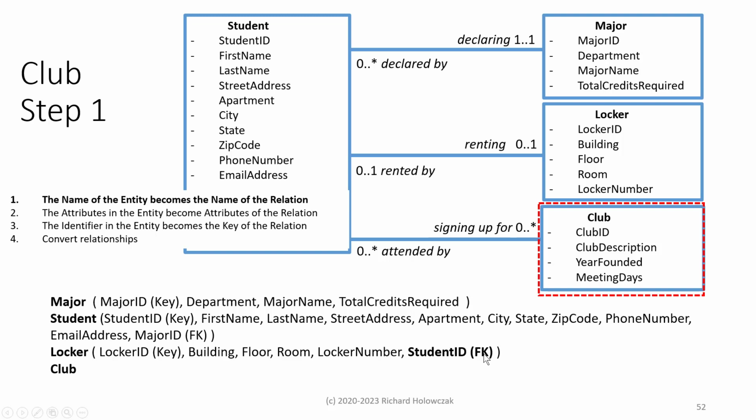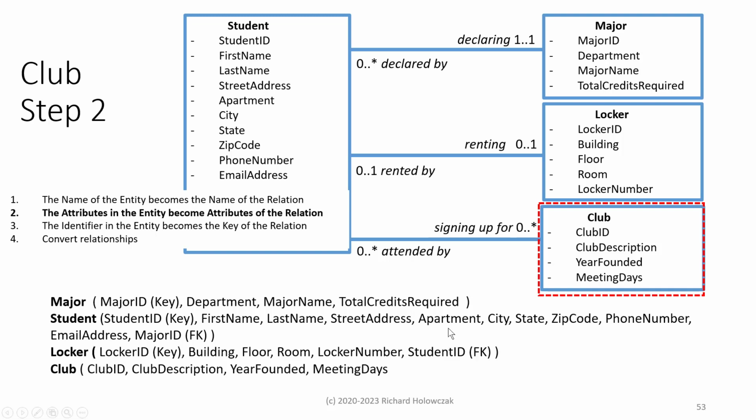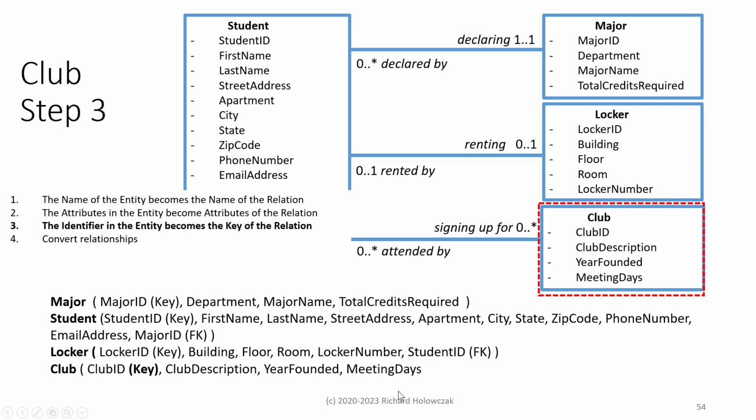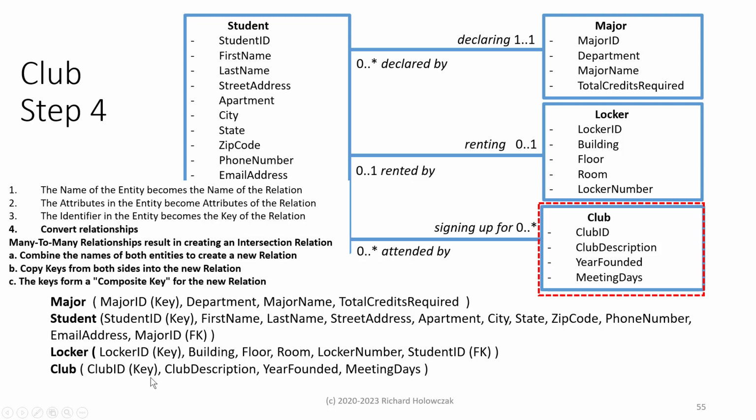Okay, last one up now is club. The name of the entity becomes the name of the relation. We copy in all of the attributes. Club ID becomes the key for the club relation. And now we have something brand new. Now we have a many-to-many relationship. One student may be signing up for many clubs, and one club may be attended by many students. This is a many-to-many relationship.